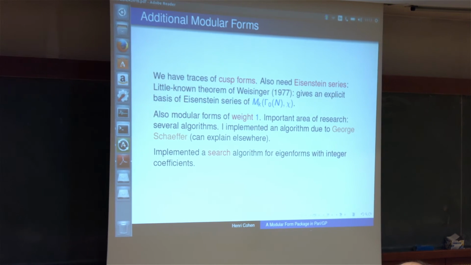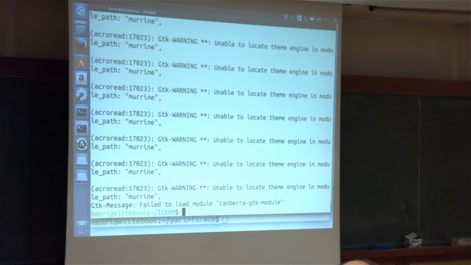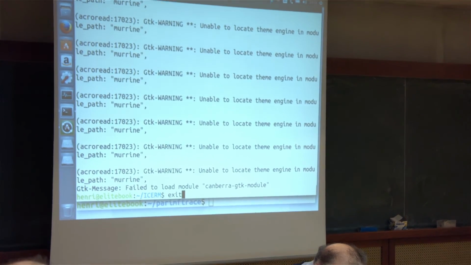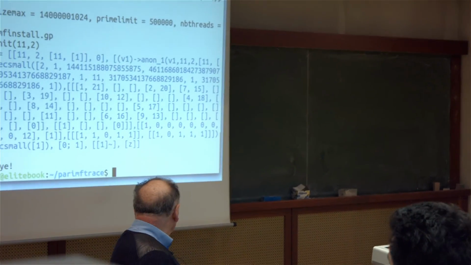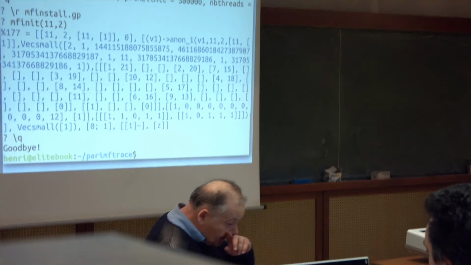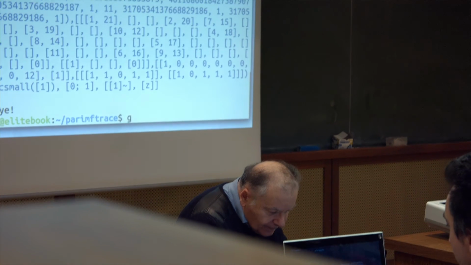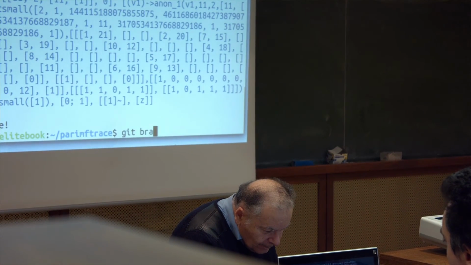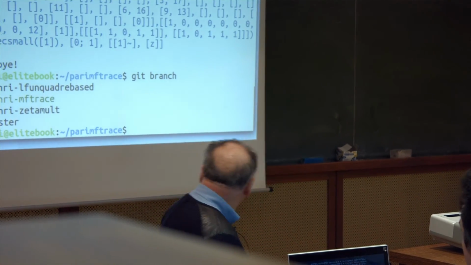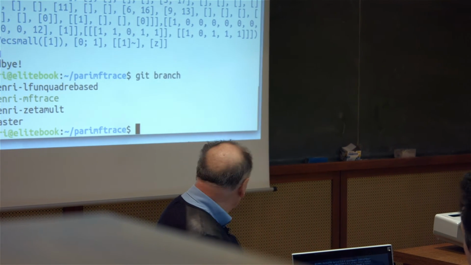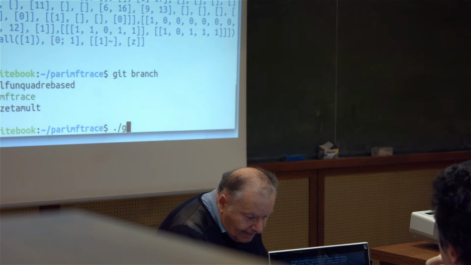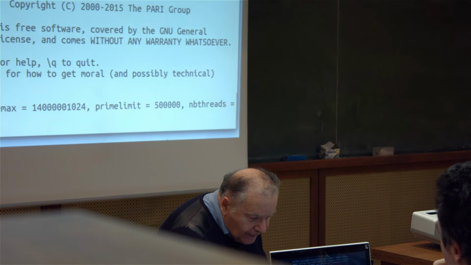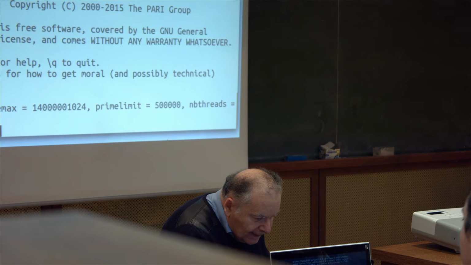Okay, so I'm in a directory which I call Paris MF trace because that's where the branch is. So I'm in the branch Henri MF trace, and as I said, I launch GP, and the first thing I do is to read this file mf install.